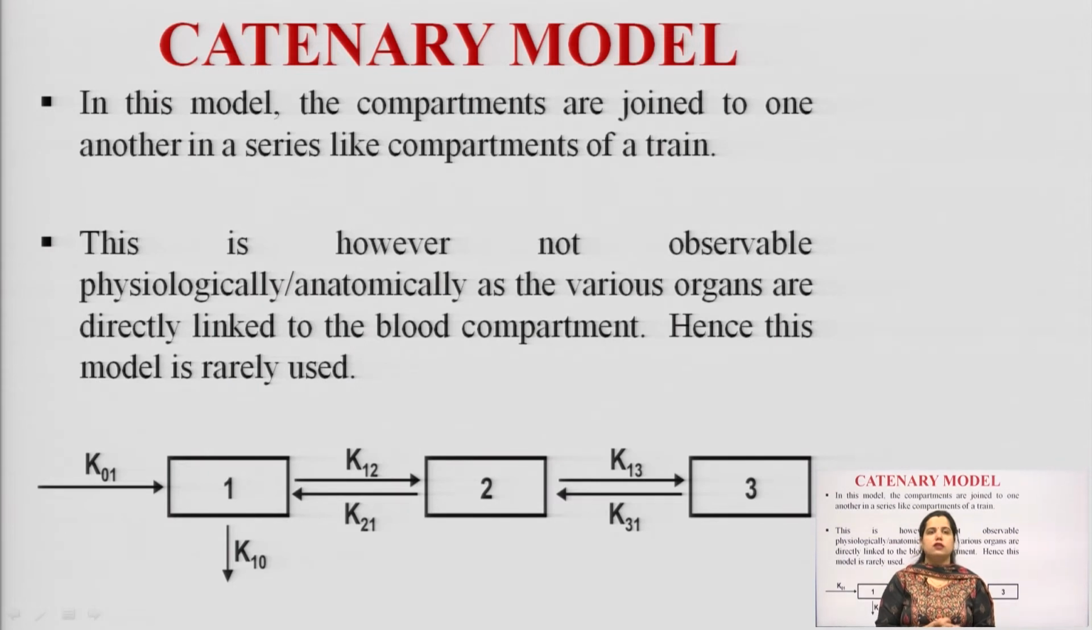Next, the catenary model. In this model the compartments are joined to one another in a series, like the compartments of a train. You can see in the picture itself that the compartments are aligned like train compartments. This is however not observable physiologically or anatomically, because the various organs are directly linked to the blood compartment, hence this is rarely used. Here the drug enters the first compartment, then goes to the second compartment, and from the second it goes to the third.